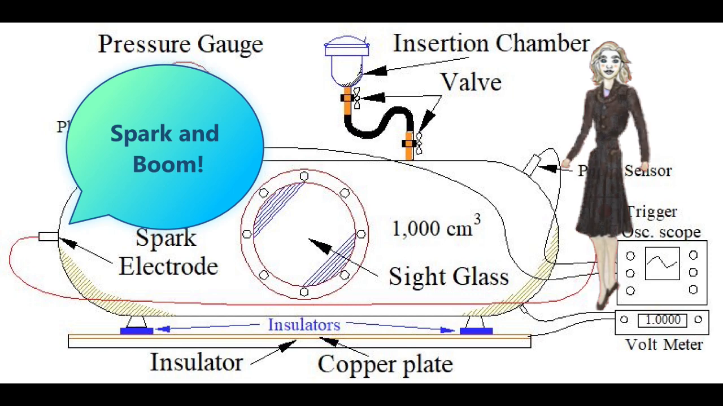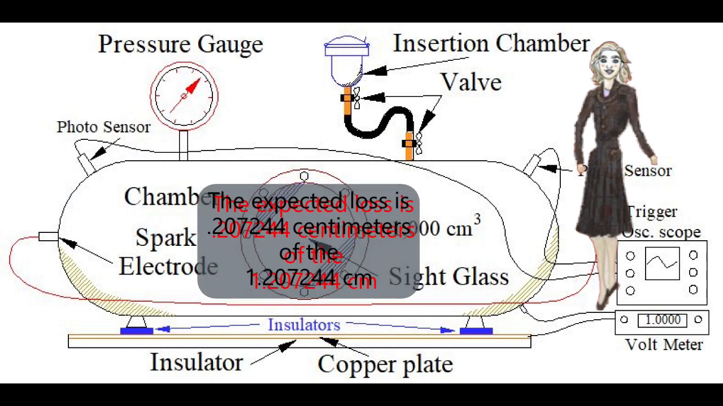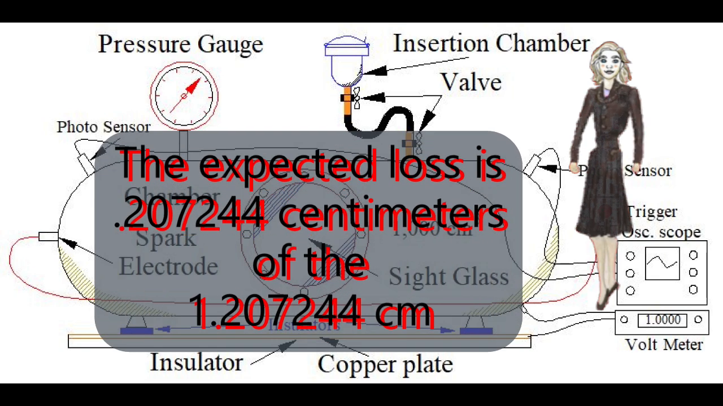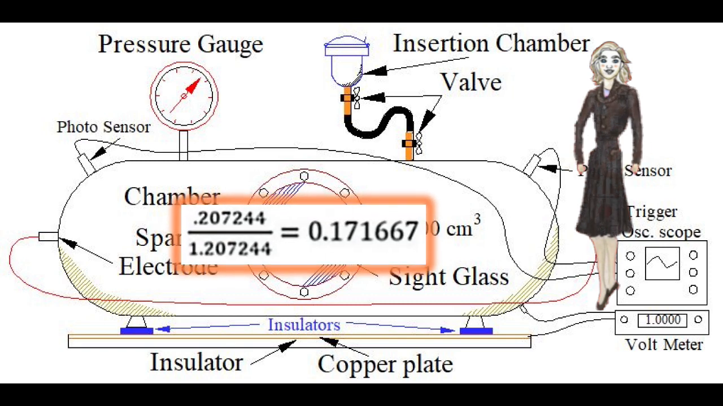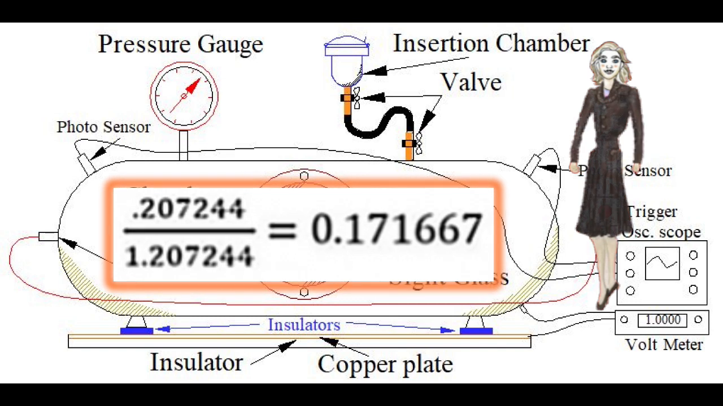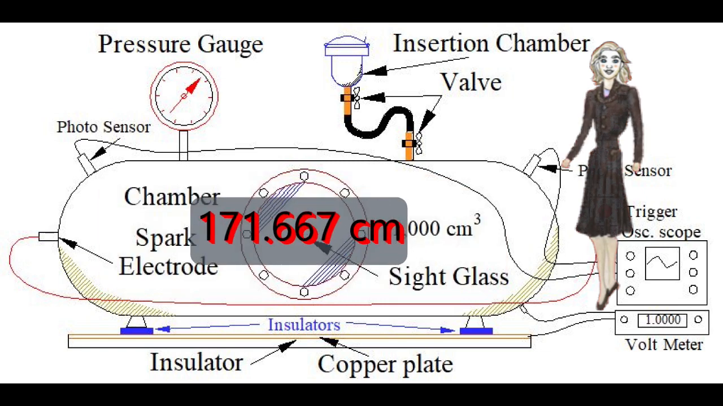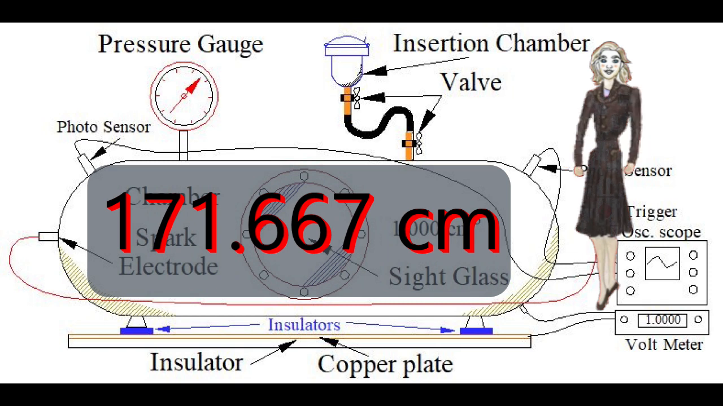Now the expected volume lost in our calculation previously was 0.207244 centimeters of the 1.207244 centimeters in three-dimensional space. So, if we extrapolate to the 1000 centimeters, we will lose 0.207244 divided by 1.207244 equals 0.171667 or 17.1667% of the volume, which is 171.667 cubic centimeters of volumetric mass.